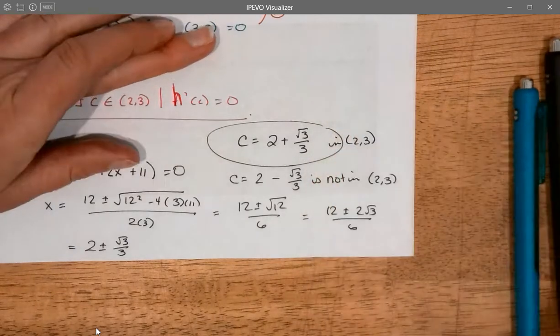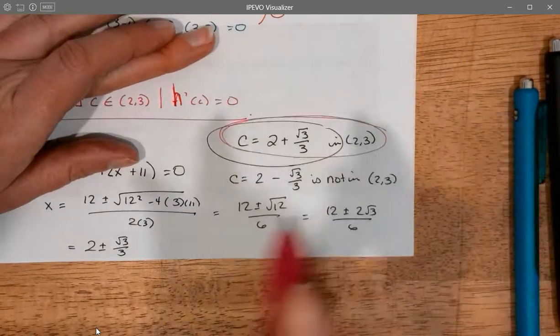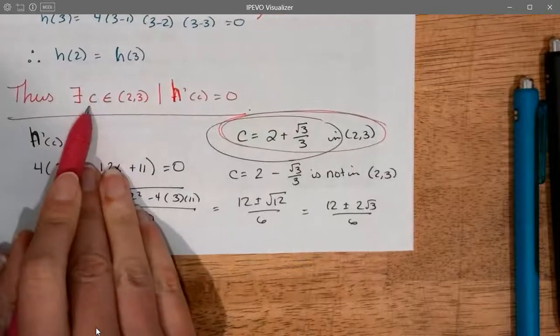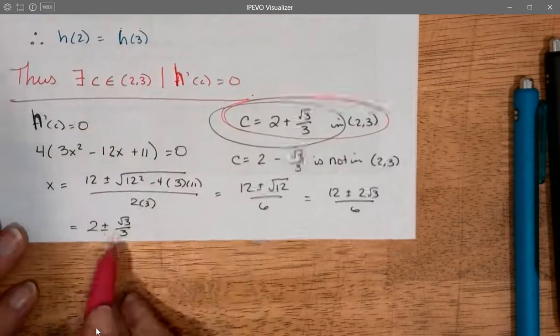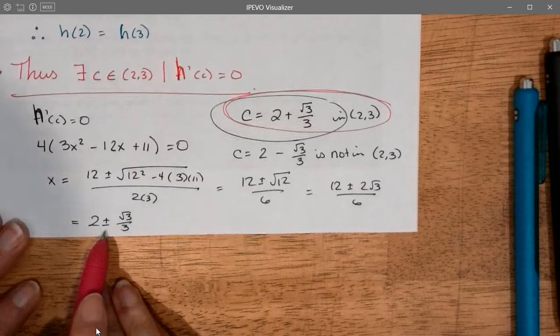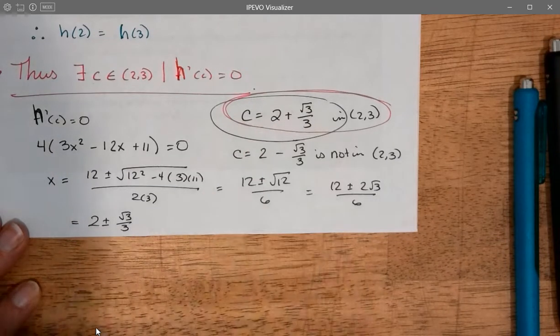So that's the point that we were guaranteed by Rolle's theorem. We were guaranteed that there was a c value between 2 and 3 such that the derivative was equal to 0. We got two choices once we solved. One of them was not the one guaranteed because it's not in the interval. That's the one that was guaranteed by the interval, so we found it as well.